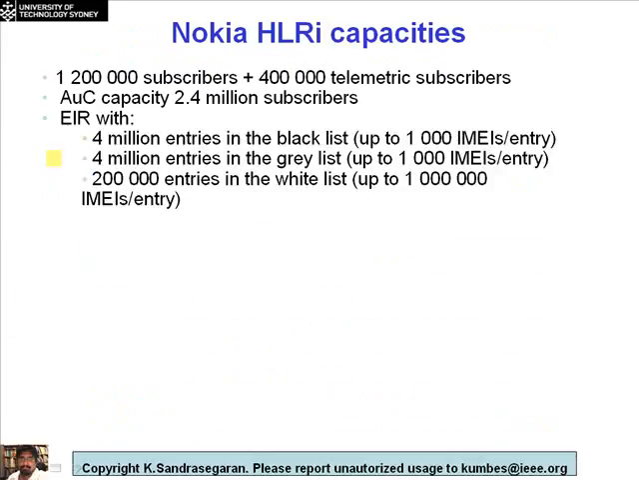Okay, there's more information about how the HLR capacities are specified. This particular Nokia HLR can handle up to about 1 million subscribers. In the EIR you can have a blacklist, graylist, and whitelist. I think you would have studied about this in the GSM subject. So how many entries can you have in each one of these lists and so forth.